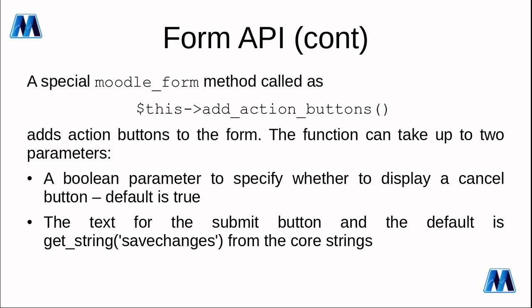There are some special methods defined in our classes, and one of them is add action buttons, which adds action buttons to the form. The function takes two parameters: whether to display a cancel button, which defaults to true, and the text for the submit button, which defaults to save changes from the core strings.